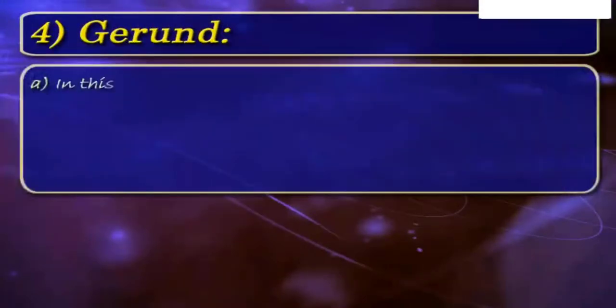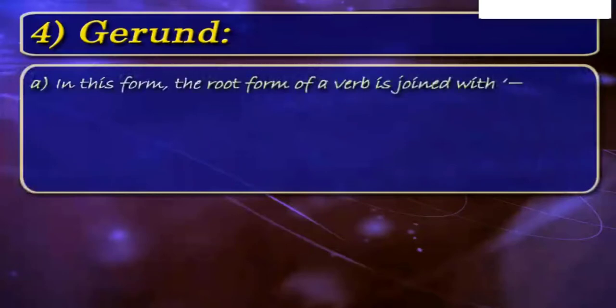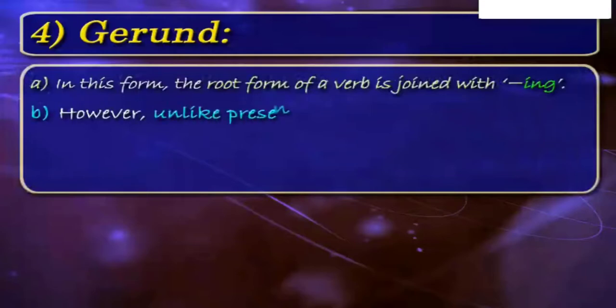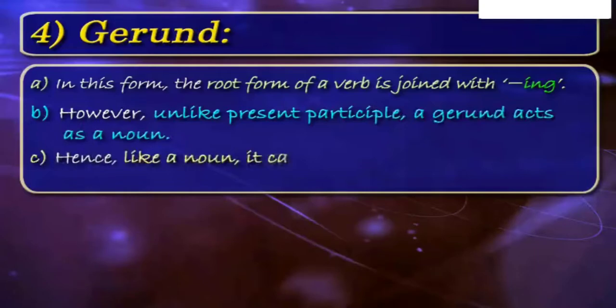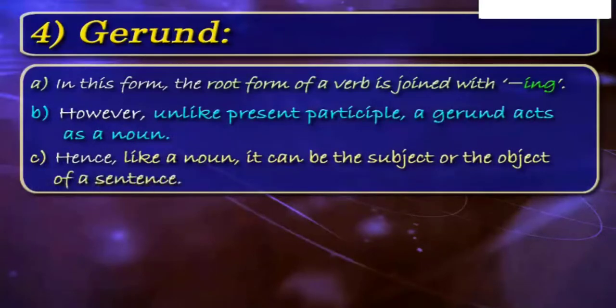Next type of verb form is gerund. A. In this form, the root form of a verb is joined with ing. B. However, unlike present participle, a gerund acts as a noun. C. Hence, like a noun, it can be the subject or the object of a sentence.